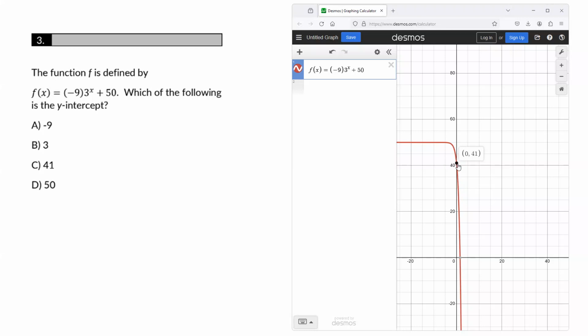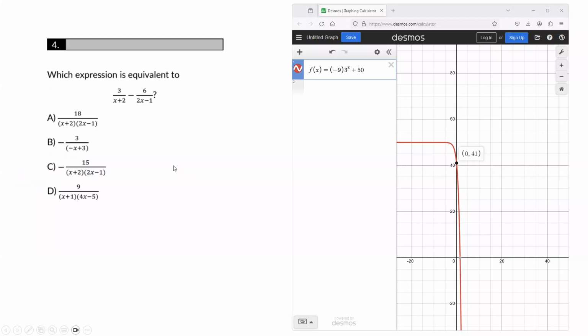So here I can click the y-intercept as a clickable point. And this time I am interested in the y coordinate because that's specifically what they're asking for. I can see that it's positive 41. Well, there we go. We have C as an answer. All right, let's go on to number 4.